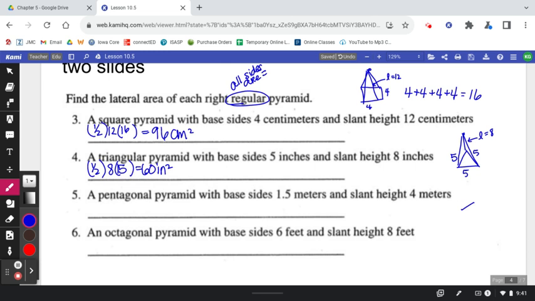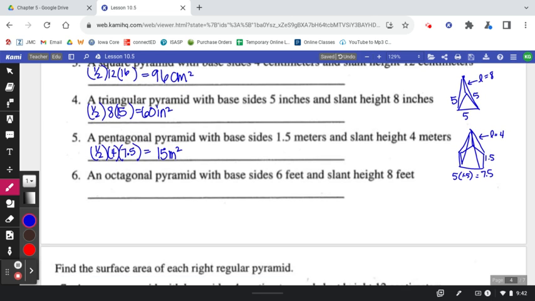The next one is a pentagon, where each side is 1.5. Oh, try to draw this 3D. And it says that my slant height is 4. So 1/2 the slant height. Pentagon means 5 sides. So I have 5 of the 1.5s, which gives me a perimeter of 7.5 times perimeter, which gives me 15 meters squared.